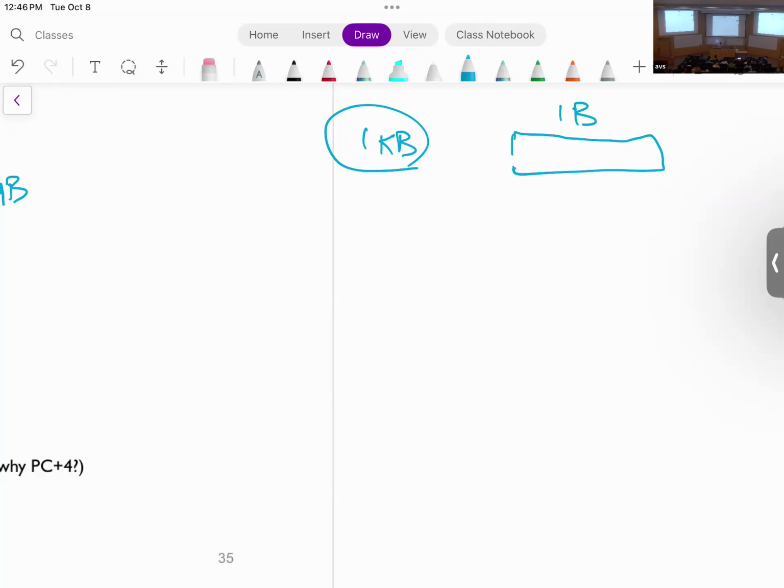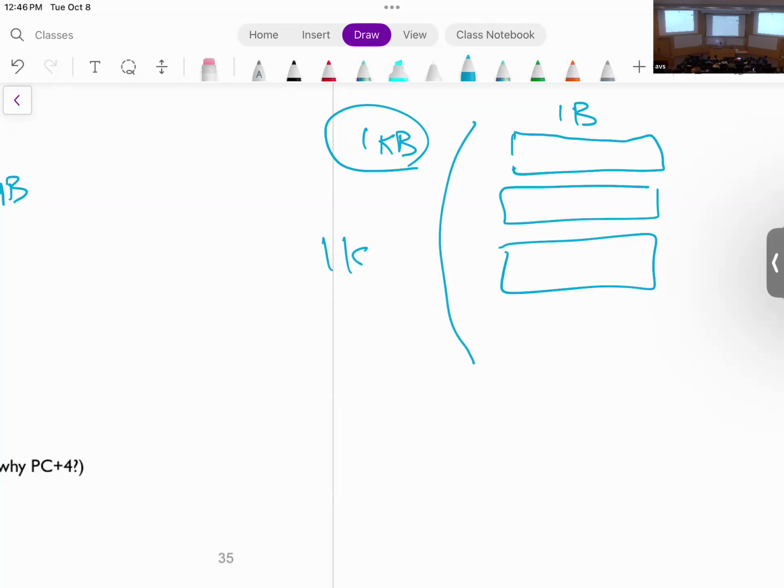So if each line is 1 byte, how many lines am I going to have? I'm going to have 1K lines, right? 1K lines, because each line is 1 byte. My entire memory is 1 kilobyte, so I'm going to have about 1,000 lines here, okay? Typically, we use this approximation that 1,000 is equal to 1,024, which is 2 to the power of 10. So typically we show this as 1Ki instead of 1K. So in other words, I have 2 to the power of 10 lines in this memory, okay?